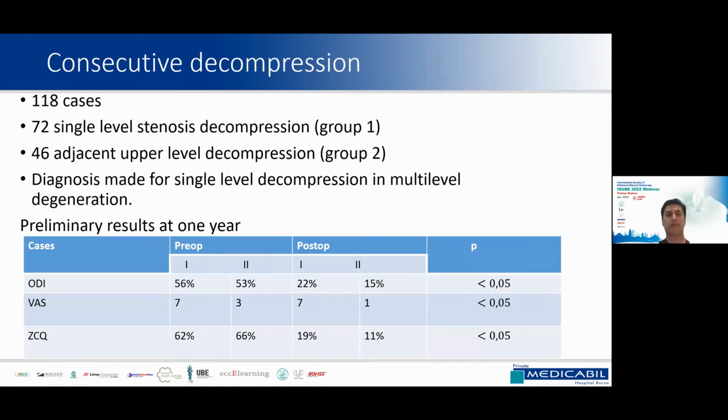We have a study about this. We did 118 cases: 72 single level stenosis decompressions as group 1, and 46 adjacent upper level decompressions as group 2, where the diagnosis was made for single level decompression in multi-level degeneration. We see the preliminary result at 1 year. We see that there is a very obvious difference in the results.